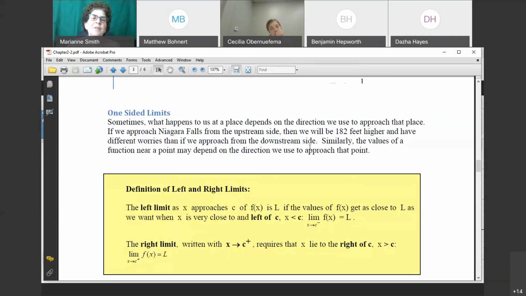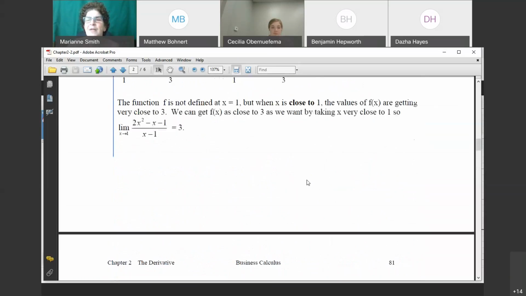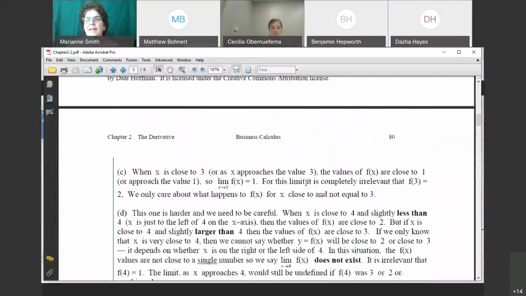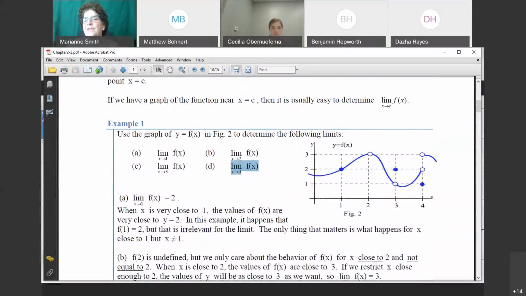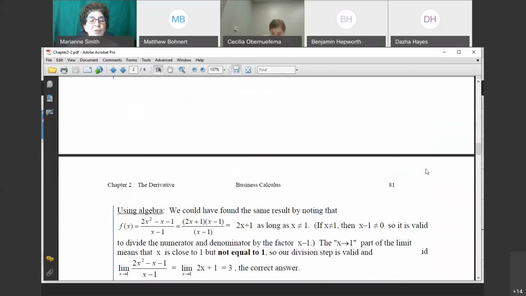So the values of a function near a point depend on the direction that you use to approach the point, okay? And we saw that in one example we looked at way back here, this last one. When we approached x equals 4 from the left, we got one value of a limit, 2, and when we approached it from the right, we got another value for the limit, 3, because there's a break in the function right there at 4, okay? So it's important to pay attention to what direction you're looking at, okay?